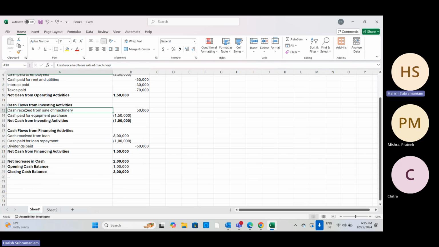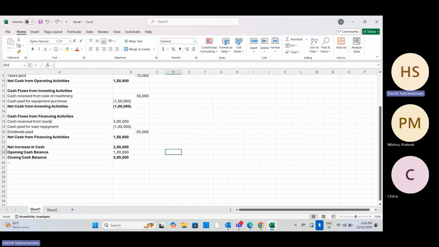Now, cash received from sale of machinery. This is investing activity. So maybe let's say that they have bought some new equipment, and there is some old equipment and they have sold that old equipment for scrap. So this equipment purchase has cost 1.5 lakh. The old equipment has been sold for 50,000, and cash from investing activity is basically a negative of 1 lakh. Right. Now there is financing activity.